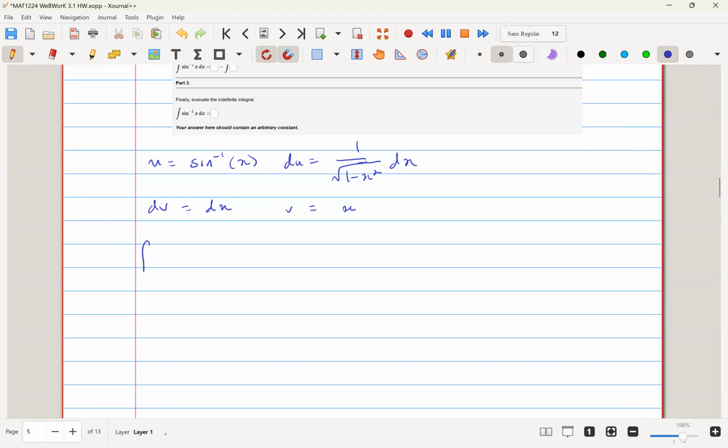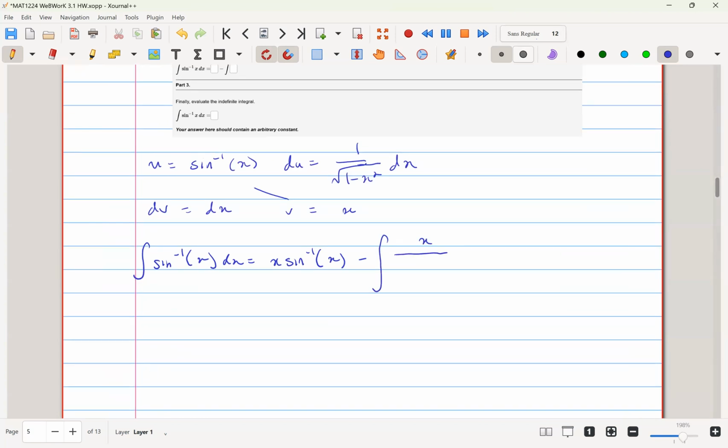I'll put this all in our integral. We have our integral of sine inverse dx is equal to x sine inverse, per usual. We'll cross multiply that, minus x over square root of 1 minus x squared, and doesn't that look familiar? So yeah, the key difference between this problem and the last one is that the previous one didn't have that square root, and the x squared was reversed. It was x squared plus 1.